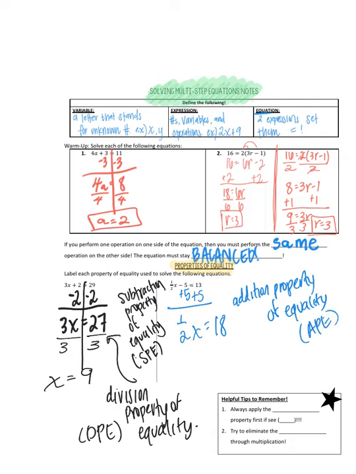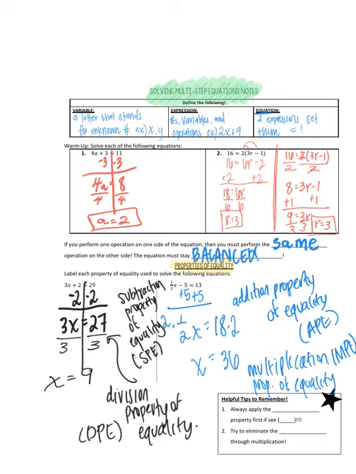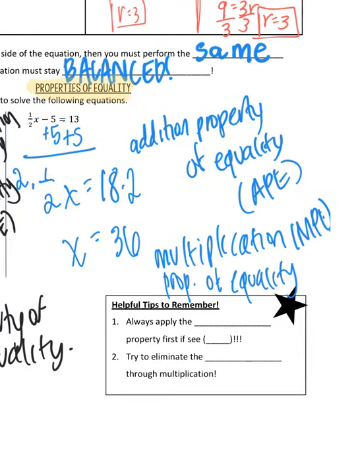And last but not least, a couple ways you could solve this. You could either see that 1/2 is being multiplied with the x, so you could divide by 1/2, or you can multiply by the reciprocal 2. We get x equals 36. The property that allows us to do that is the multiplication property of equality, MPE.